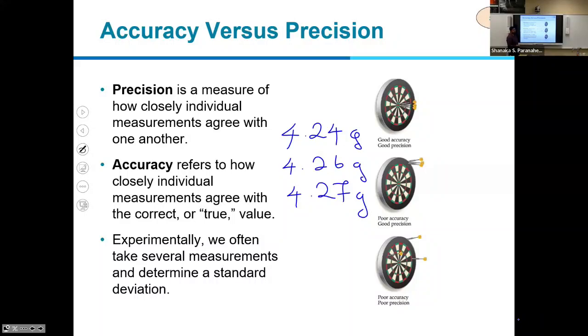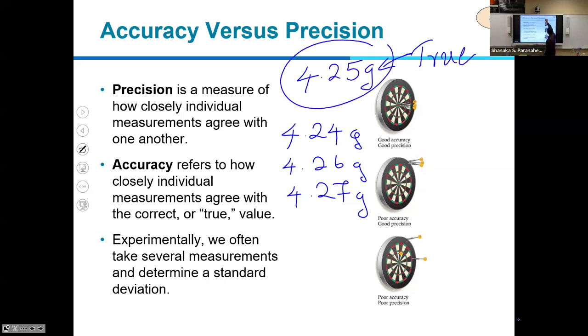And let's say the actual mass of that object is 4.25. So this is the true value. If the true value is close to our measured values, then it has a good accuracy. So our measured or calculated values are close to the true value. So it has a good accuracy and good precision, because they agree with each other and also are close to the true value.